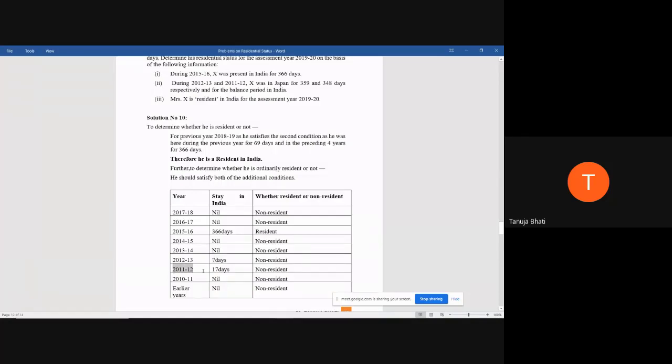Next in 2011-12, 348 days he was in Japan, and 11-12 is not a leap year. Students, you all know what is leap year, right? A leap year is a year which has an extra day, that is in Feb. Usually Feb has 28 days. In a leap year Feb has 29 days.